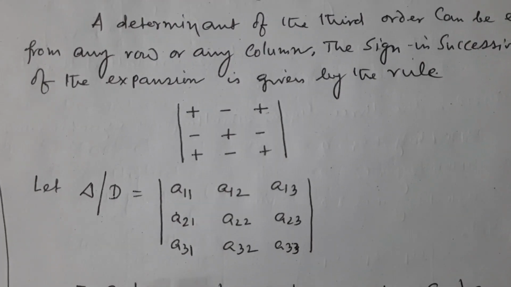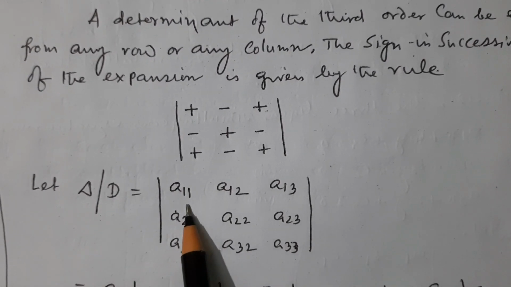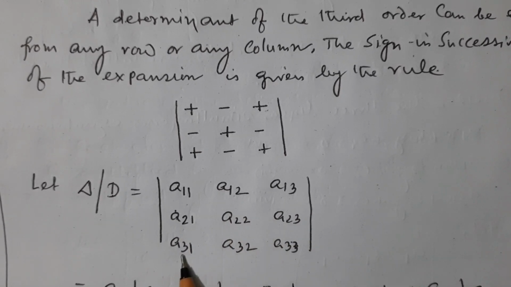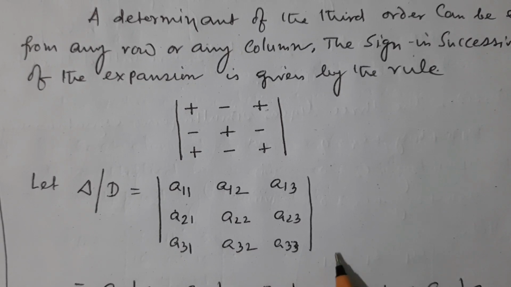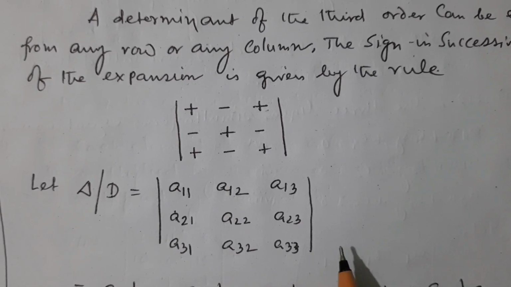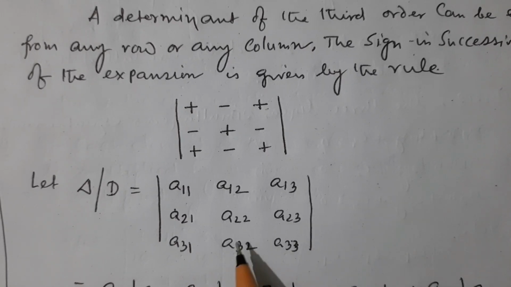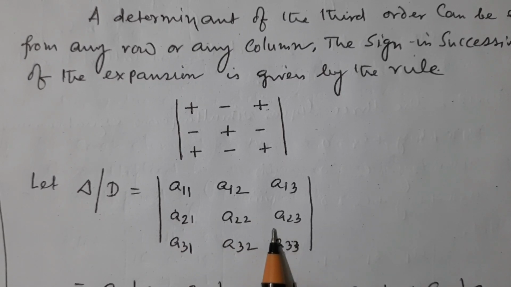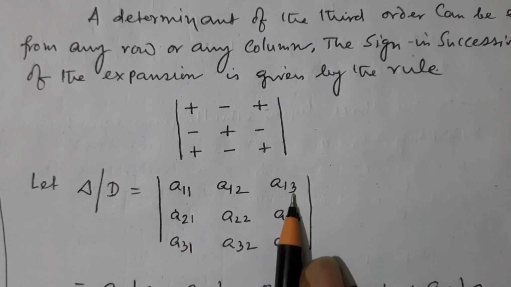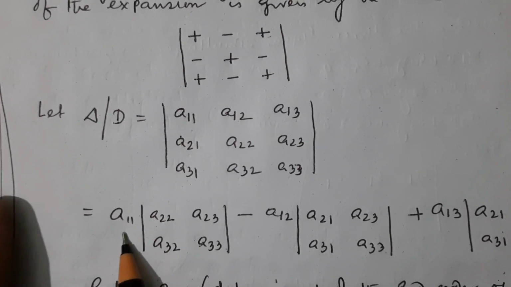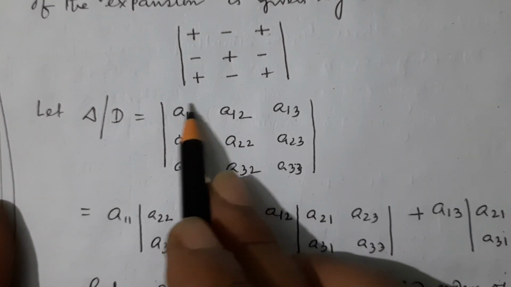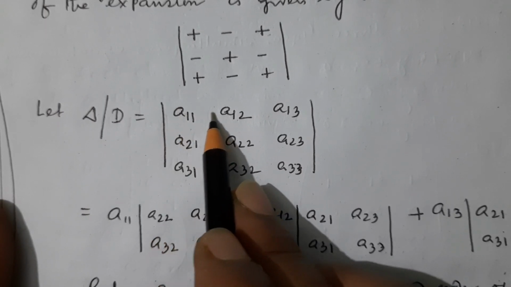That is, if we consider delta or D, that is equal to the determinant with entries a11, a12, a13, a21, a22, a23, a31, a32, a33. This is a 3 cross 3 order determinant. So it can be expanded with any one row or any one column. Now we can expand this determinant with respect to the first row, that is a11.